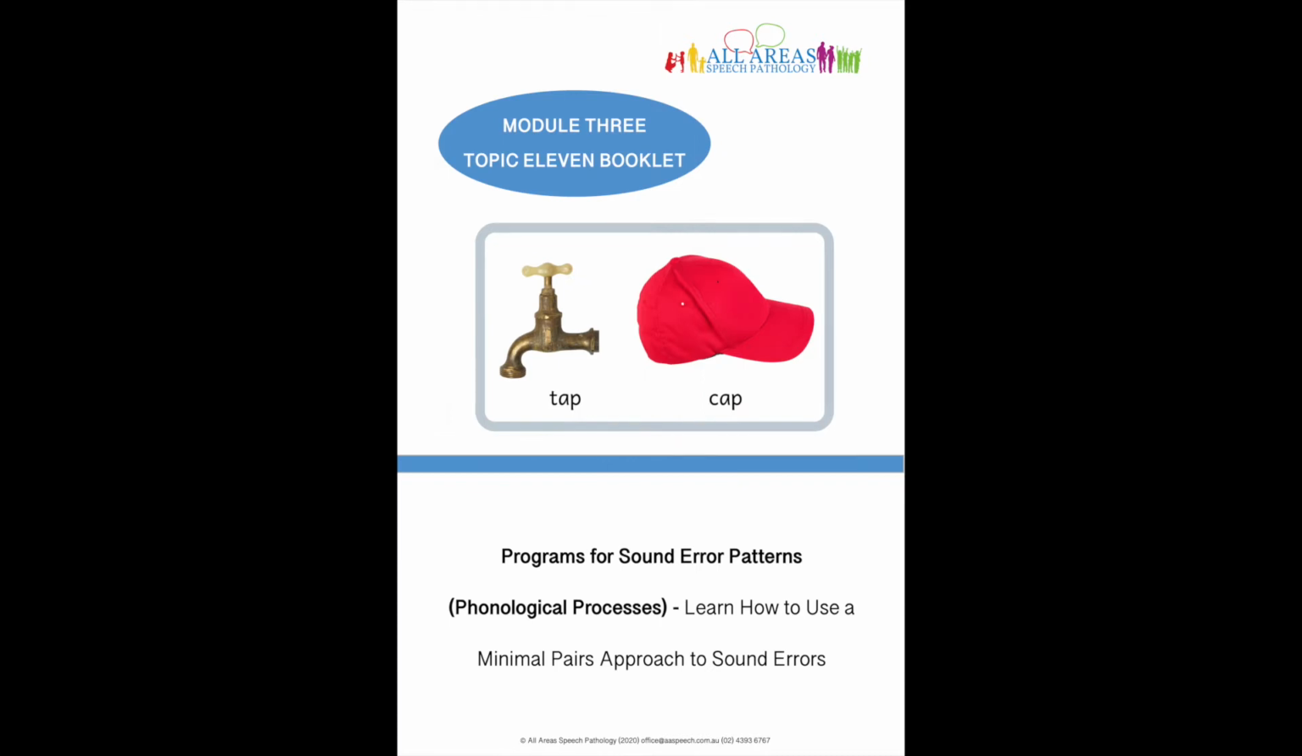Welcome to topic 11. We're up to the second to last topic in the whole short course, and we're going to be looking at phonological processes and, in particular, how to work on phonological errors using a minimal pairs approach. Let's have a look through the pages of our booklet.